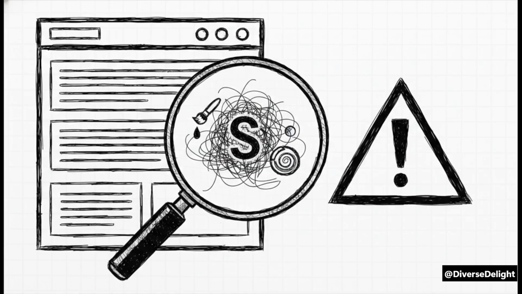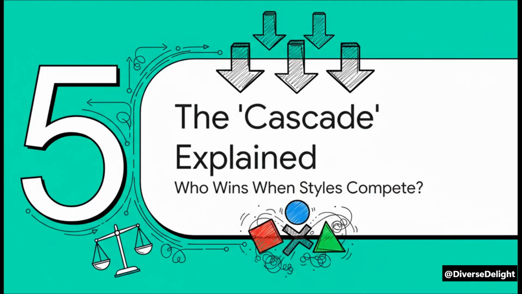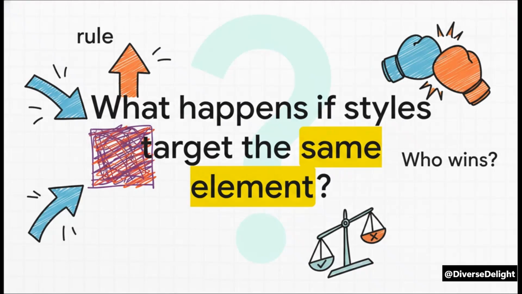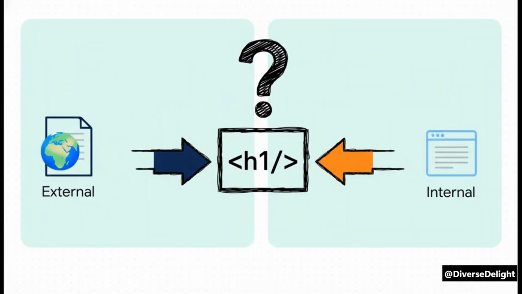Okay, this brings us to the final and maybe the most brilliant piece of the puzzle. What does that C in CSS actually stand for? Cascading. It's all about what happens when your styles have a disagreement. So let's imagine a classic conflict. What happens if you have more than one CSS rule trying to style the exact same thing on your page? Who wins the fight?